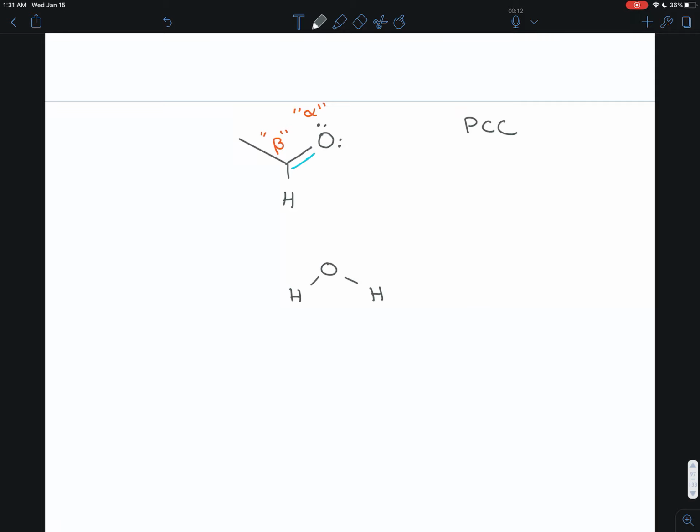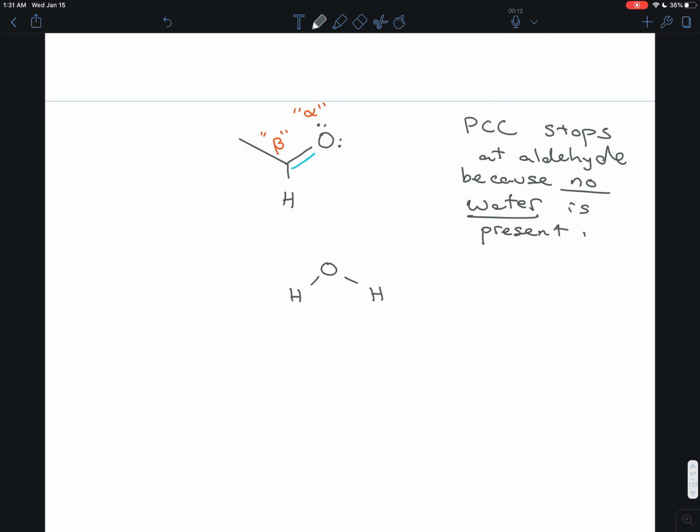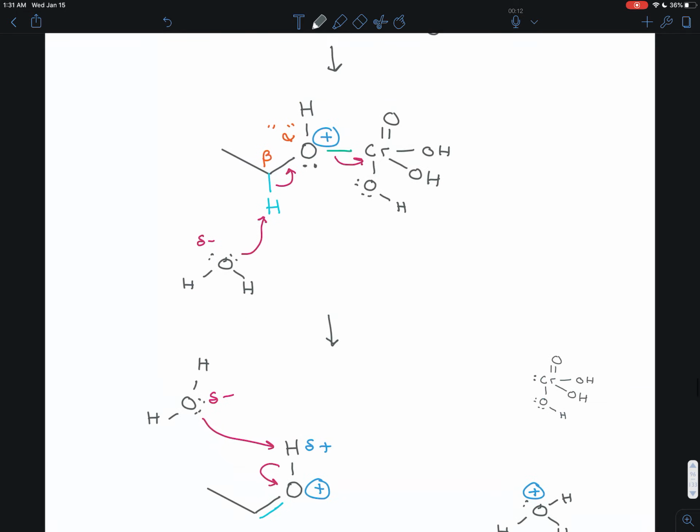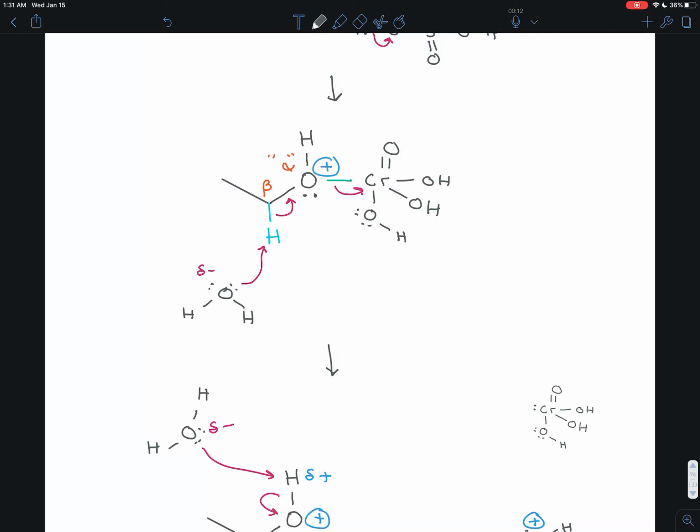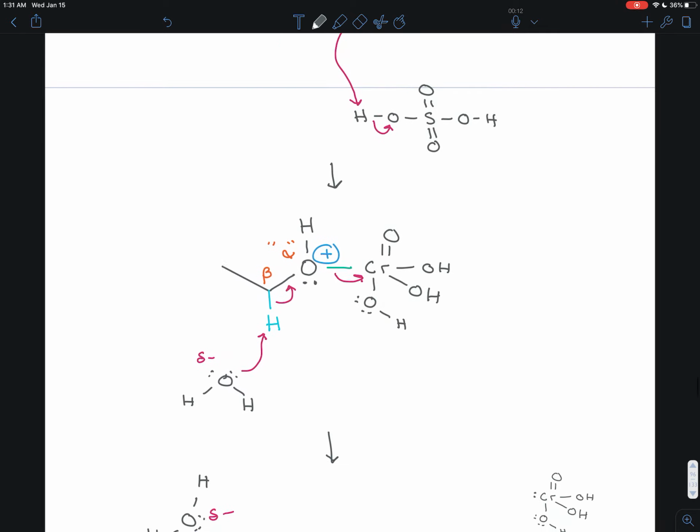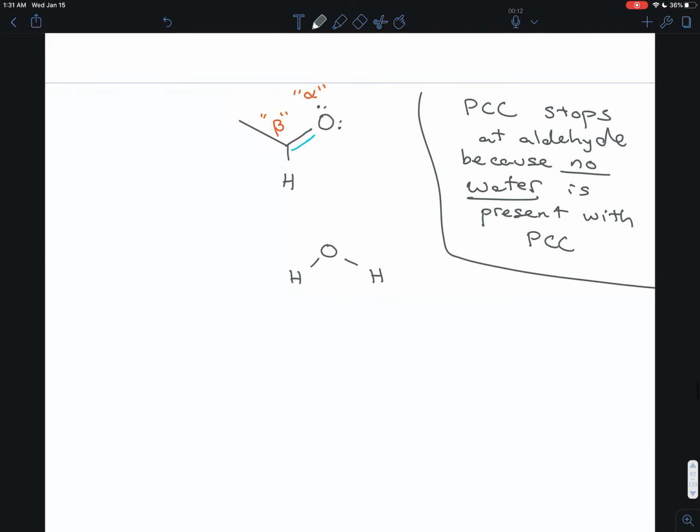So notice PCC, and we'll talk about what that is, it stops at the aldehyde because no water is present with PCC. So it's a crucial point. PCC stops here because no water is present. Notice, in these other steps, water is in this solution. If we use chromic acid or sodium dichromate, the strong oxidizing agents, water will be there. And if water is there, water can attack this aldehyde and create what's called a hydrate.